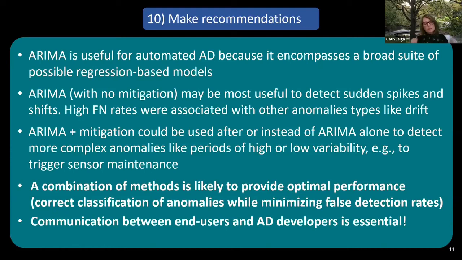So the really big take-home message of this was that a combination of methods was likely to provide the optimal performance in terms of classification of anomalies while minimising false detection rates. And that we're finding is the case as we move on into the ARC linkage project itself, that is carrying on as a key message. So it's something to keep in mind. One anomaly detection method may not be all that is needed. We may need to use a few different methods and a combination of them.